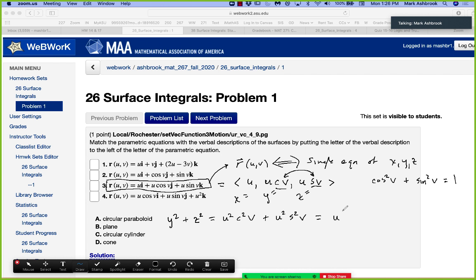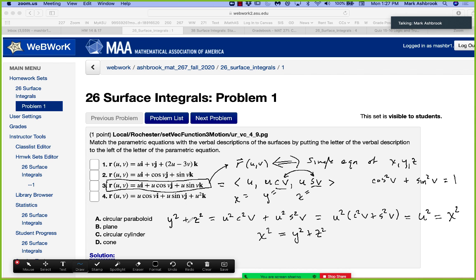Which is u squared times cosine squared v plus sine squared v, which is u squared. So we got rid of v, but now we still have u. What is u? X. U is x. So u squared is x squared. So in the end, we got x squared equals y squared plus z squared.